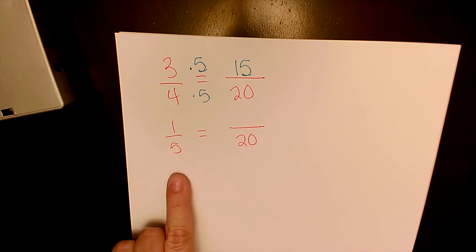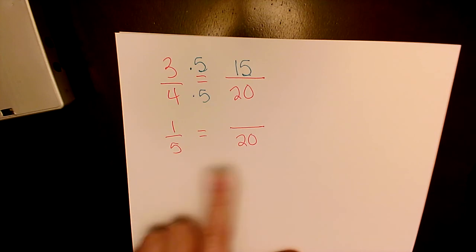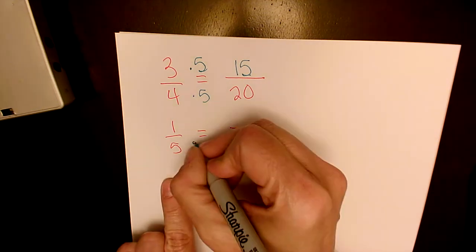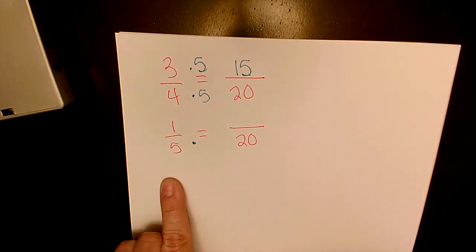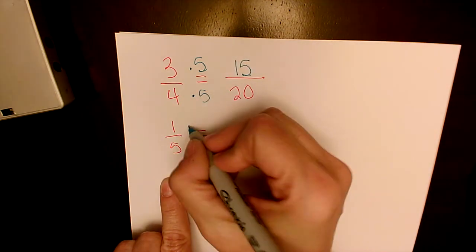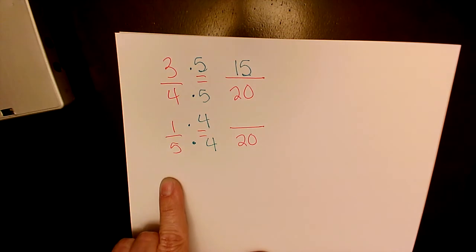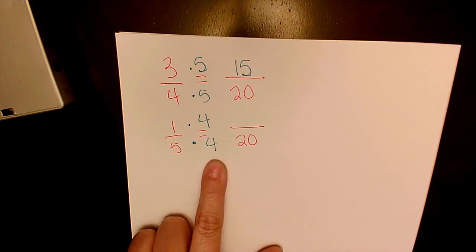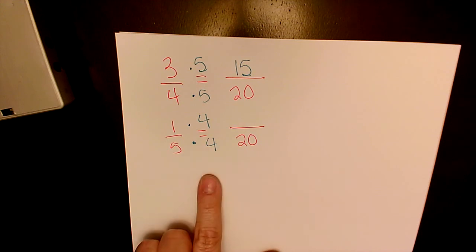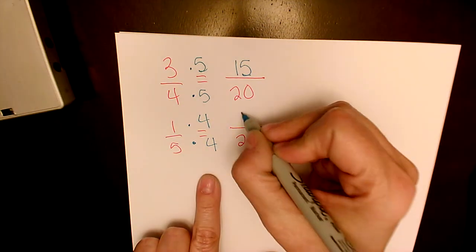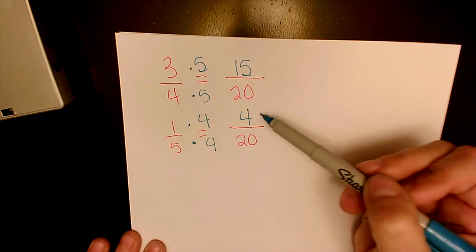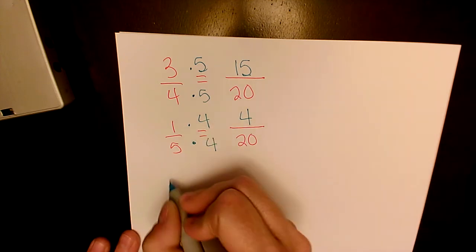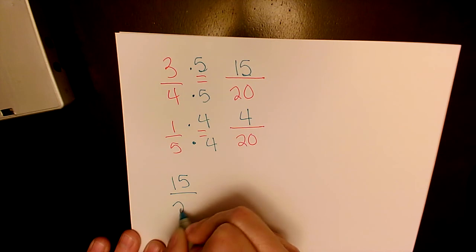So now we need to change 1/5 over to 20ths. 5 times what gets me to 20? 5 times 4. And what I do to the bottom, I need to do to the top. So if I multiply the denominator by 4, I need to multiply the numerator by 4. So 1 times 4 is 4. So now 1/5 is now 4 20ths.